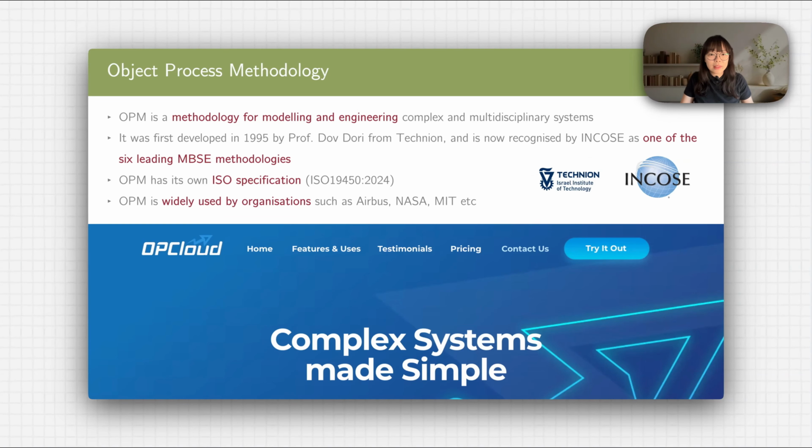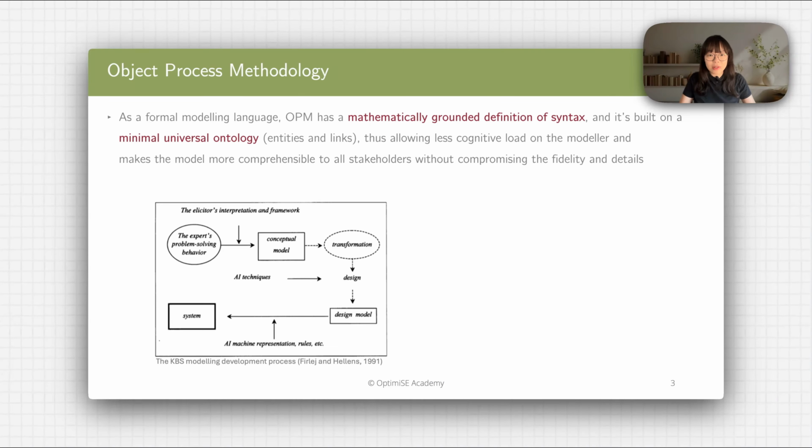Now, many of us may have come across diagrams like this, where at first glance it looks very reasonable and understandable. But as you look deeper and deeper into the diagram, you may wonder, what does an ellipse mean and what does a rectangle mean and why are there arrows in all different places? In contrast to this kind of casual diagram, OPM as a formal modeling language has a mathematically grounded definition of syntax, and this provides a very robust framework for us to build models for our system.